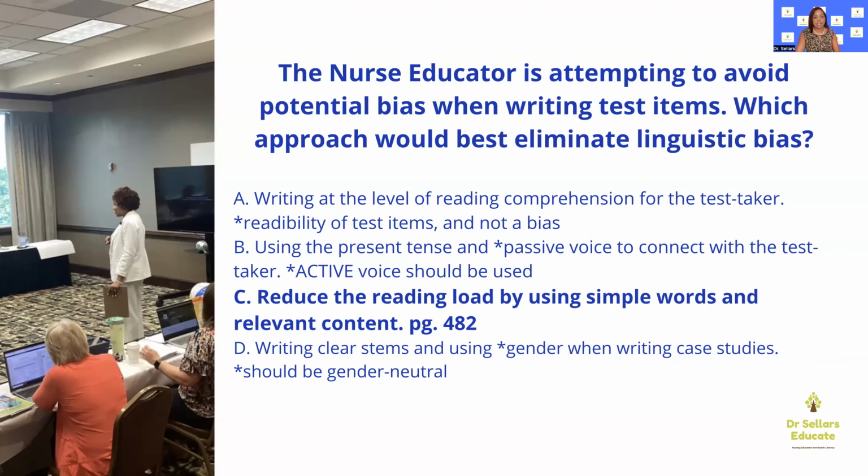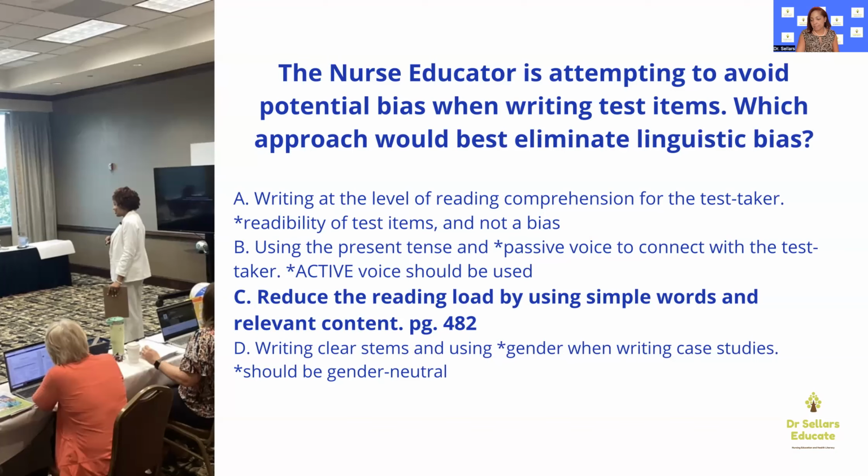All right, so let's take a look at our thought-provoking question. If you chose C, you are correct. The correct answer is reduce the reading load by using simple words and relevant content, and that is on page 482. That is the best strategy that is going to help eliminate linguistic bias.